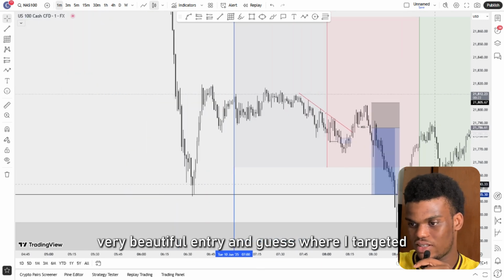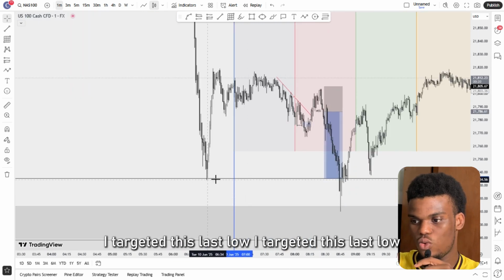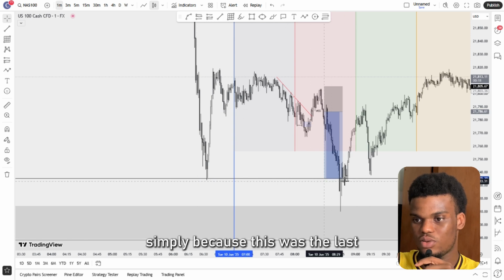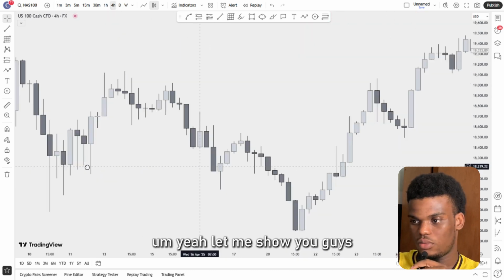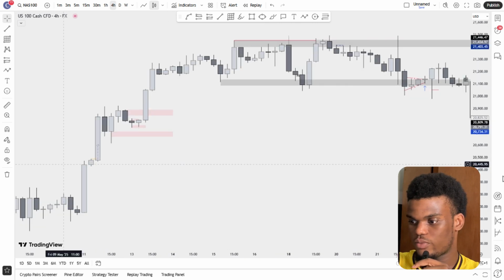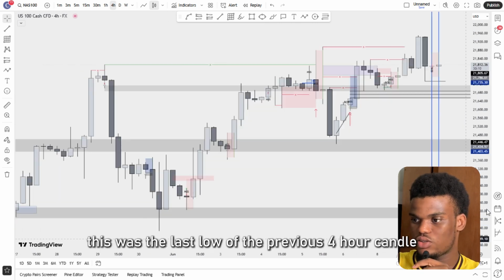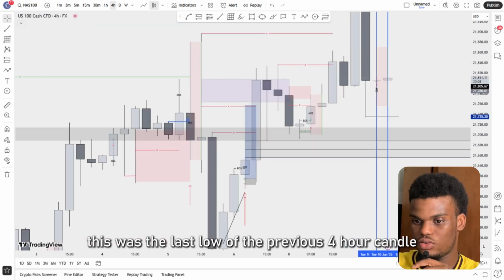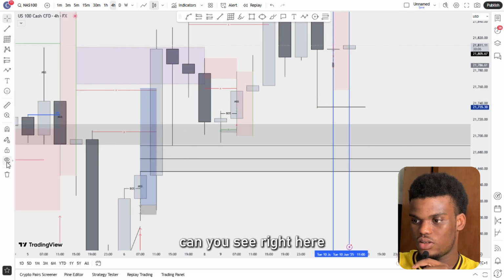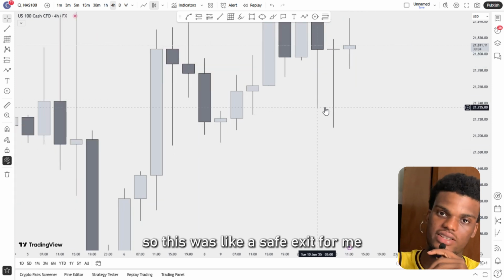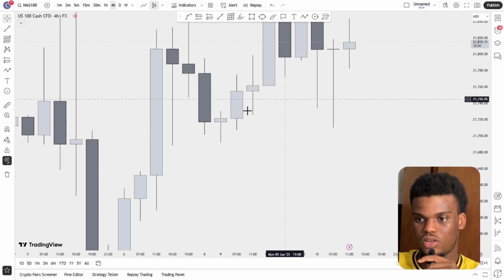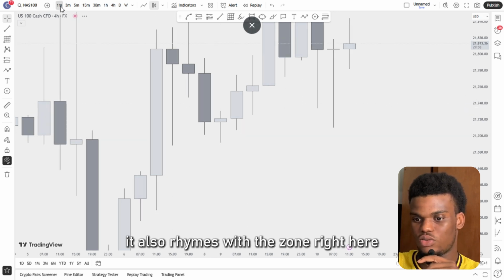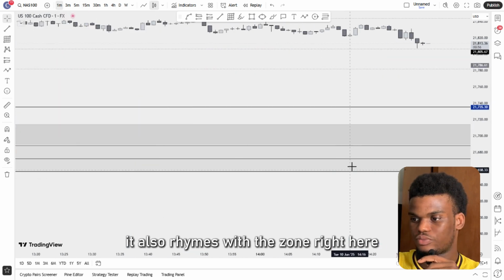And guess where I targeted? I targeted this last low, simply because this was the last low of the previous 4 hour candle. Let me show you guys. This was the last low of the previous 4 hour candle. Can you see right here? So this was like a safe exit for me. And plus it also rhymes with that zone I was talking about. It also rhymes with the zone right here.